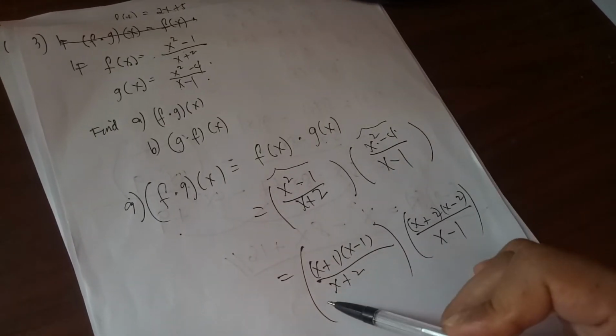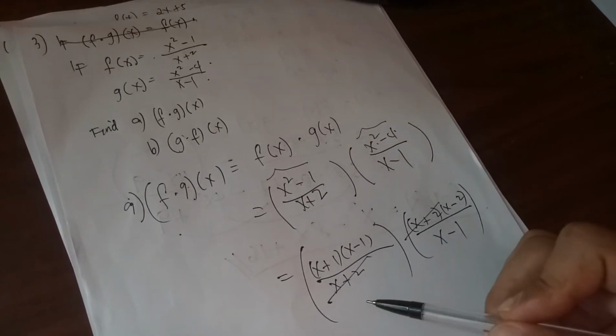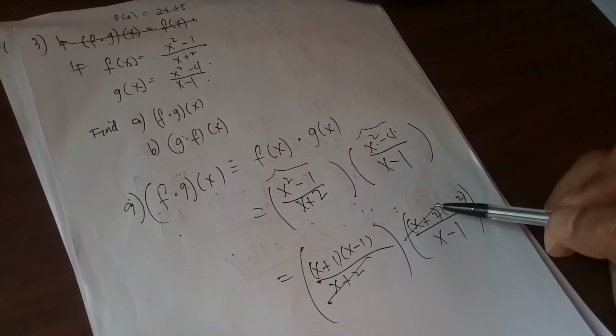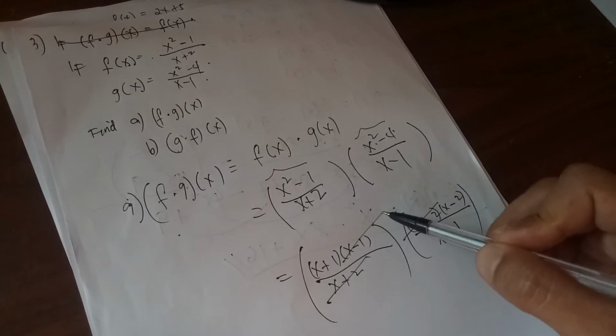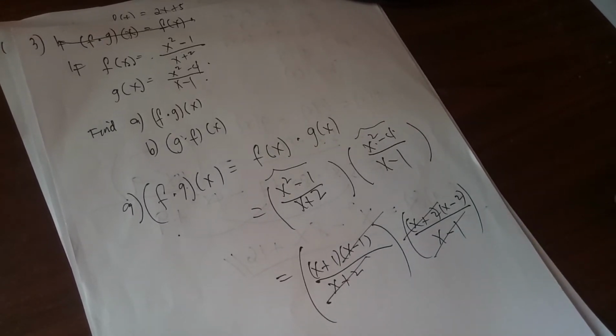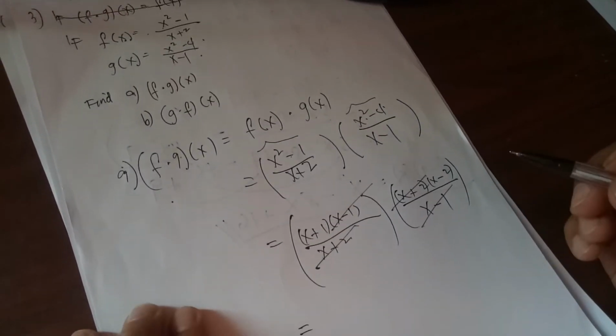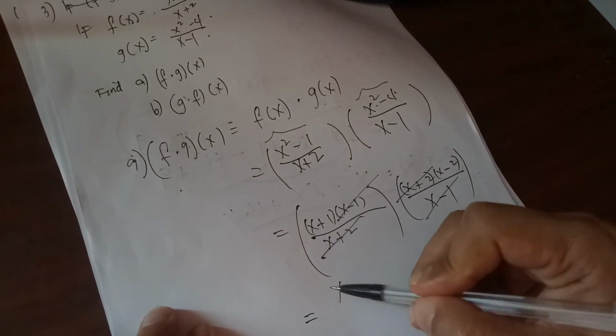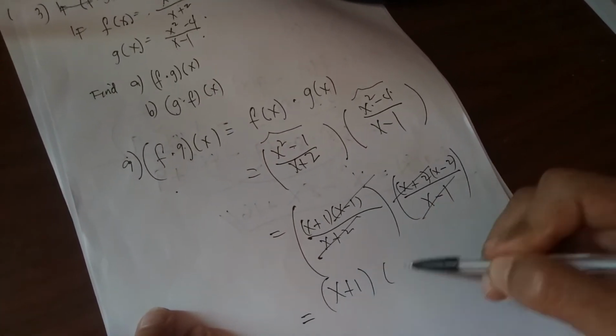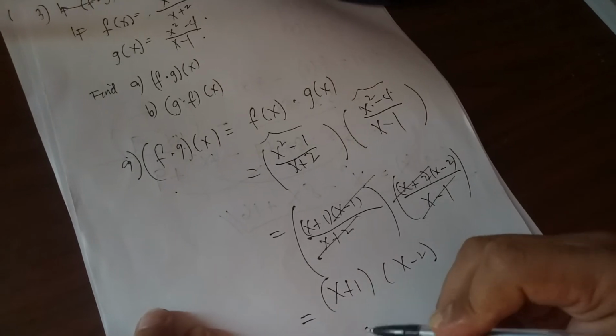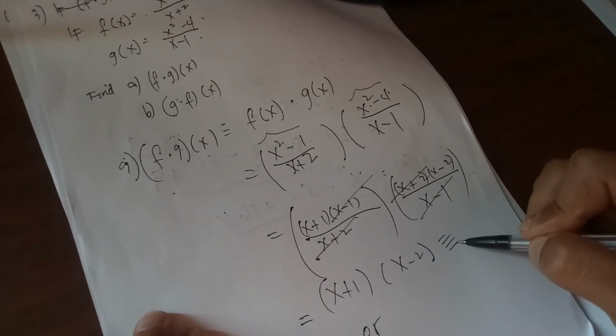Now let us cancel x plus 2, x plus 2, one from the bottom and one from the top. Another one from the top and one from the bottom. So the remaining, or the simplest answer, will be x plus 1 times x minus 2. Or this can be your answer itself.